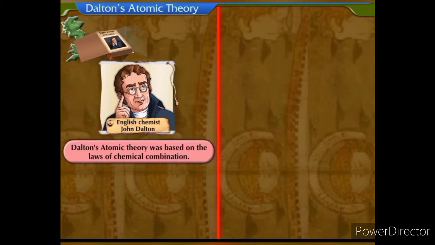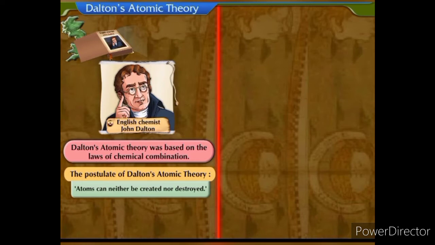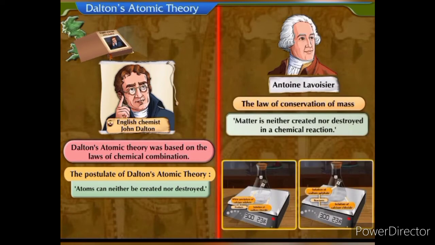Dalton's atomic theory was based on the laws of chemical combination. The postulate of Dalton's theory that atoms can neither be created nor destroyed was the result of the law of conservation of mass given by Lavoisier. Since an atom cannot be created nor destroyed, therefore, the number of atoms in the products of a chemical reaction is the same as the number of atoms in the reactants. The mass remains the same in a chemical reaction. This is the law of conservation of mass.